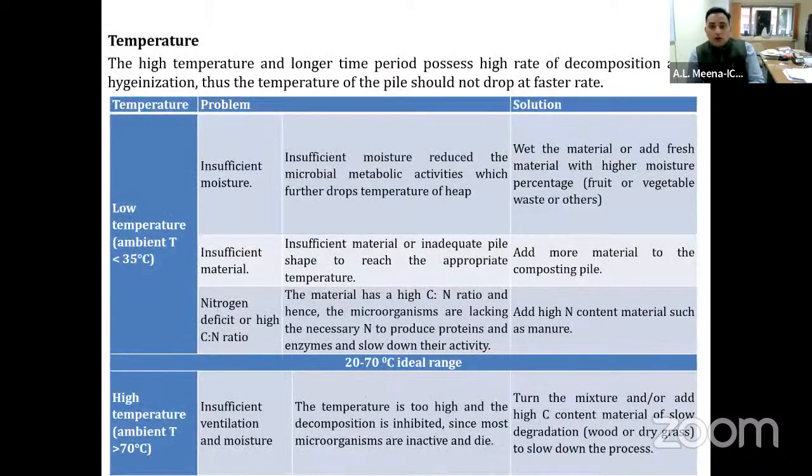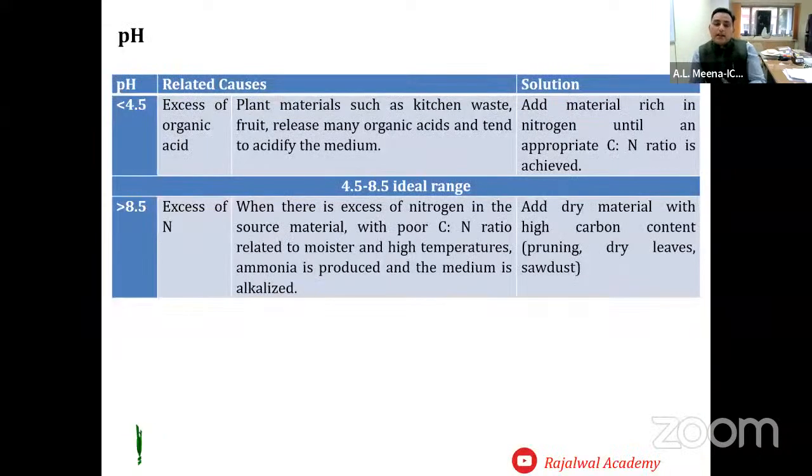Now temperature, I already told that the ideal temperature range for aerobic composting is 20 to 70 degrees Celsius. During aerobic composting, the temperature goes as high as 70 degrees Celsius, and this will help to kill all the pathogens present in your composting material. Now the pH range, the ideal pH range is 4.5 to 8.5. I told you that during the initial phase of your composting material, the pH goes down. And then during the further phases, like the second thermophilic phase, then the second mesophilic phase, and then the maturation phase, the pH of your composting material will again come to the neutral range.